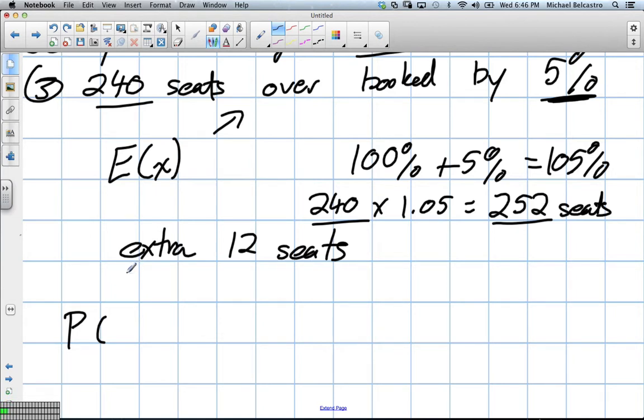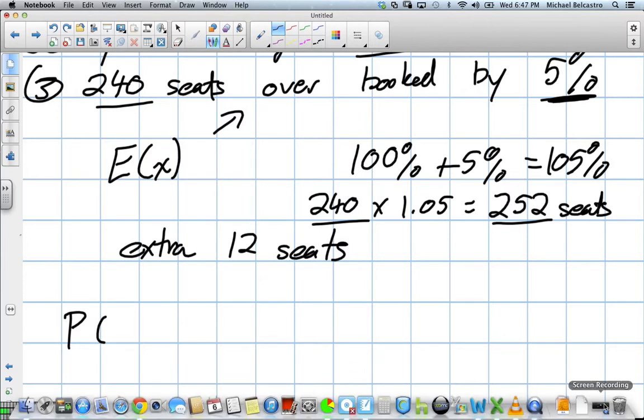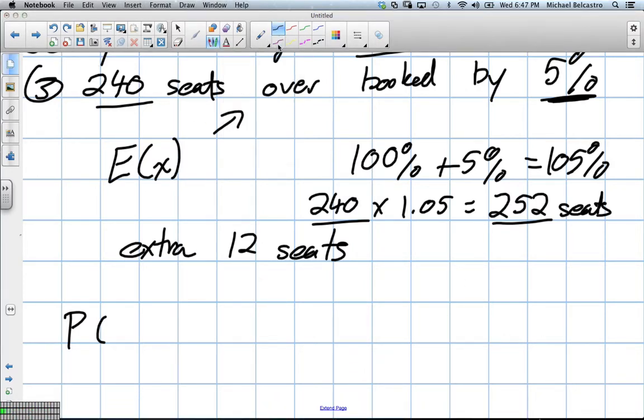Now, if 5% of people don't show up, that would be the failure rate. How are we going to set this up? Let's think about it for a second. Sorry, we got a little confused there. This 252 is going to be our number of attempts, and what we're trying to find out in the very first option is the probability that all 252 people show up.